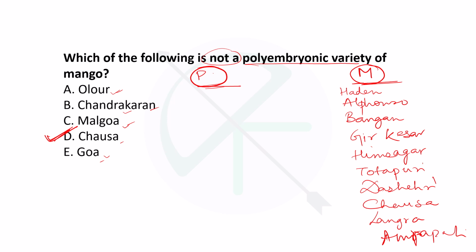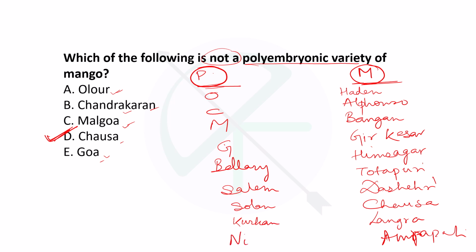Now, if I talk about polyembryonic, then these are Olor, Chandrakaran, Malgova, then Goa, and another is Bellari, Salem, Solan, Kurkan, and Nileshwar dwarf. These are the examples of polyembryonic varieties.